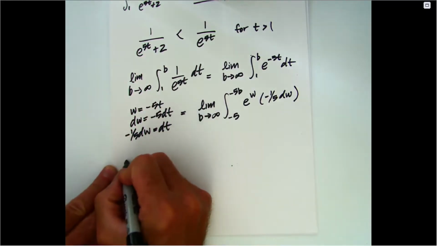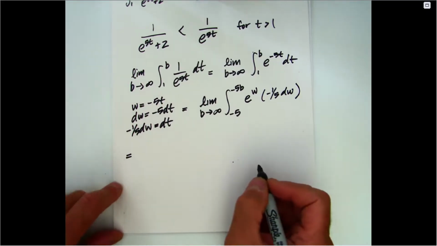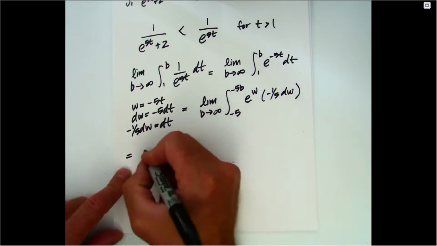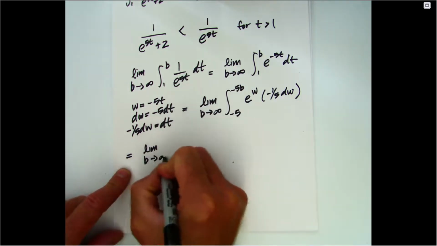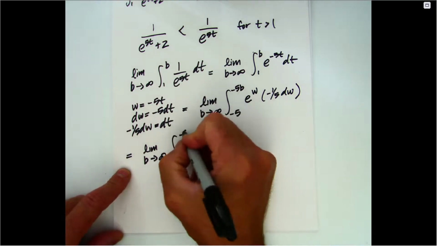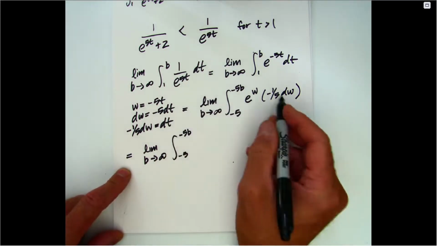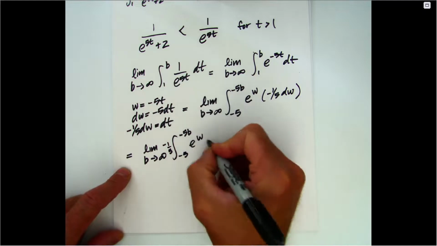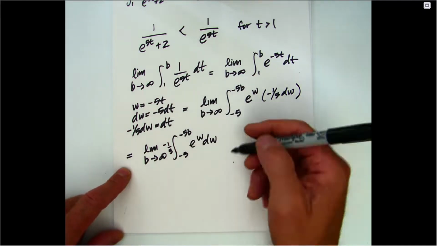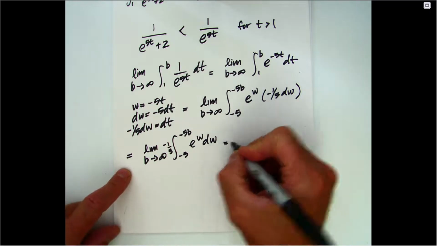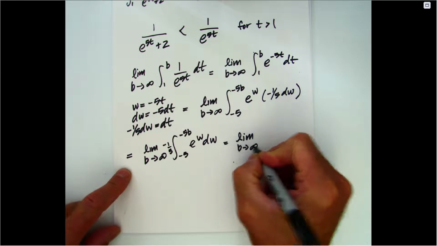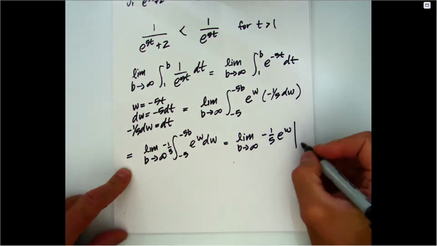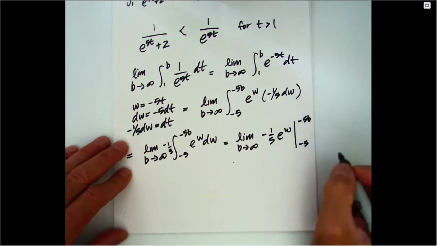So what does that get us? Let's see. So cleaning up a bit, we'll do the limit as b goes to infinity from negative 5 to negative 5b. We'll pull the negative 1/5 out in front, and it'll be just e to the w dw, which is nice because, of course, the antiderivative of e to the w is just e to the w. That gives us the limit as b goes to infinity of negative 1/5 e to the w evaluated from negative 5 to negative 5b. And that's easily evaluated.